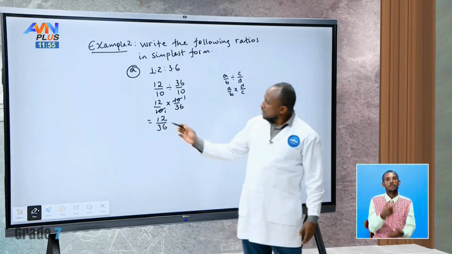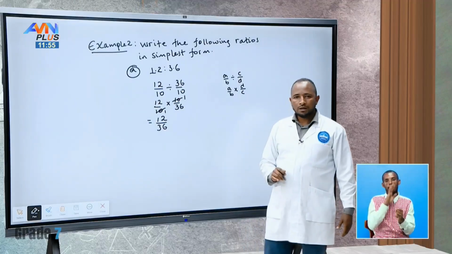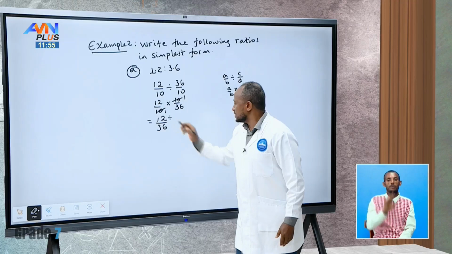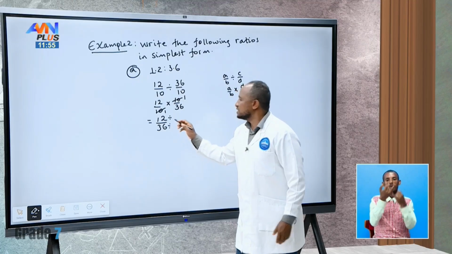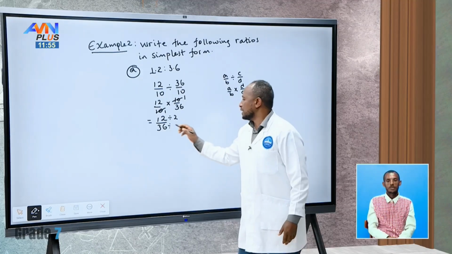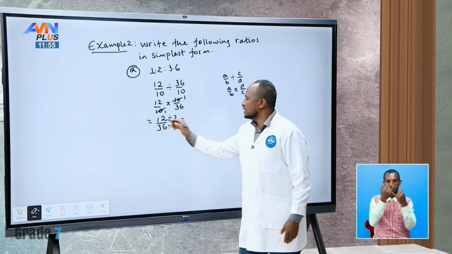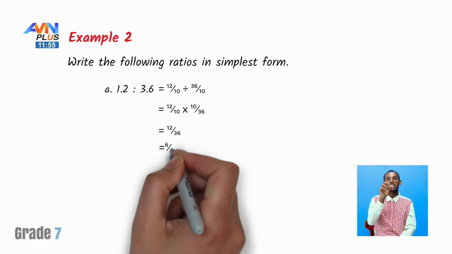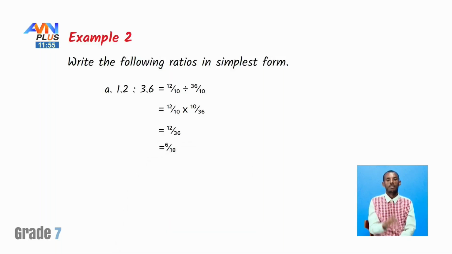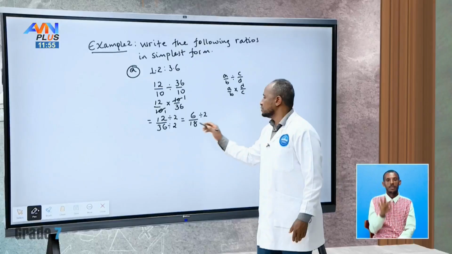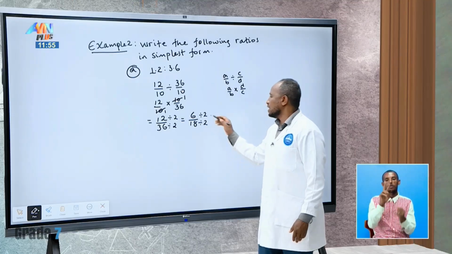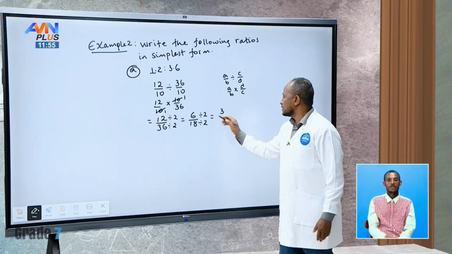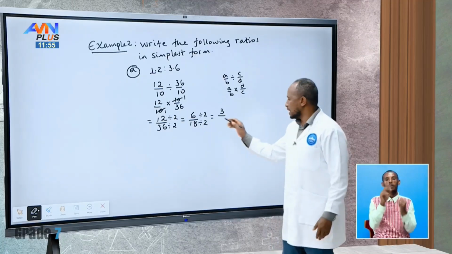Both can be divisible by 12, but to see it in detail, simply divide both by 2 first. By 2, 12 divided by 2 is 6, and 36 divided by 2 is 18. Again, you can divide this by 2. 6 divided by 2 is 3, and 18 divided by 2 is 9.